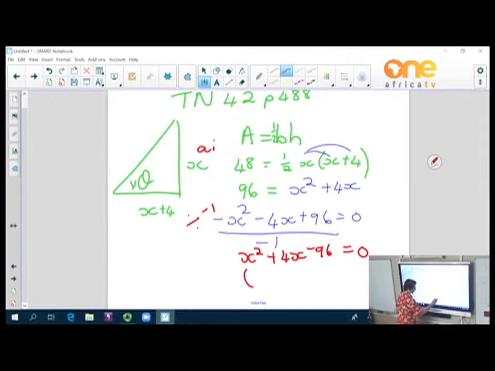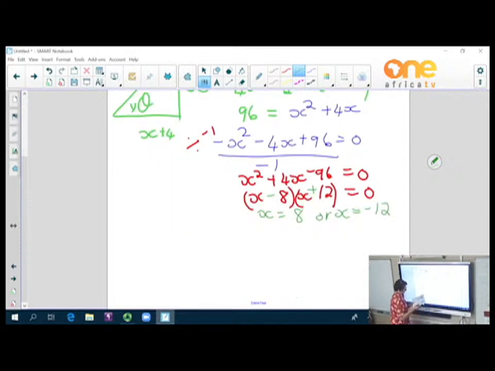Then they say solve this equation. We're going to solve this with factorization. So it is x and x. Which factors of 96, if you subtract them, will give you 4? It is 8 and 12. Signs differ. The bigger number is positive and the smaller one is negative. So x is equal to 8 or x is equal to negative 12.